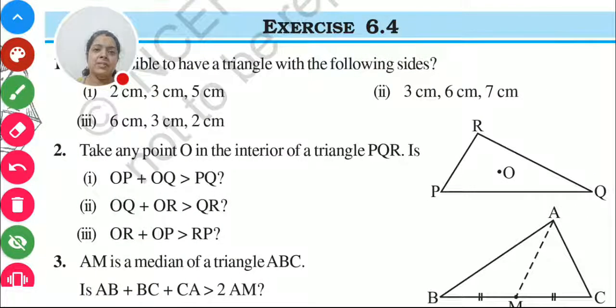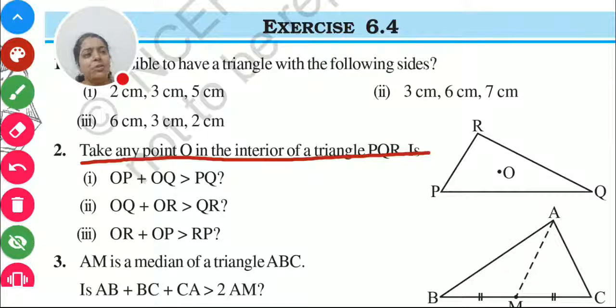The question is OP plus OQ is greater than PQ. Here you can easily find the side is not given, right? Actually, the length of the side is not given. Exactly, the triangle is made. So now here you can find, take any point O in the interior of a triangle. So here you have taken the O point, which you can see in this image.